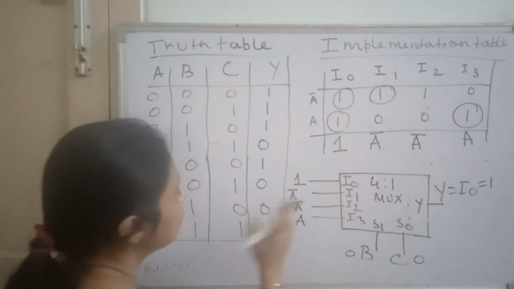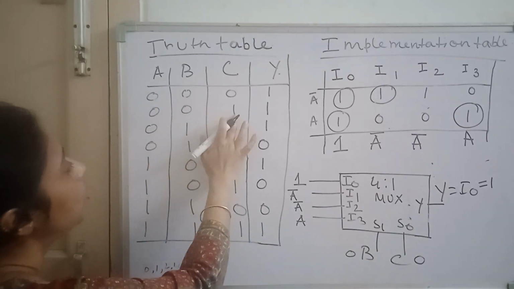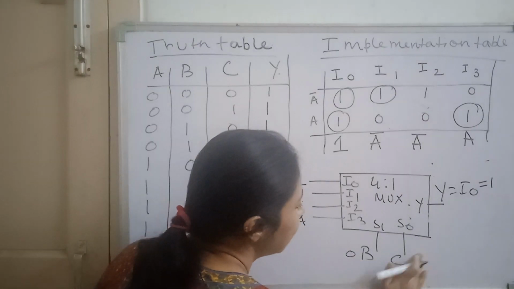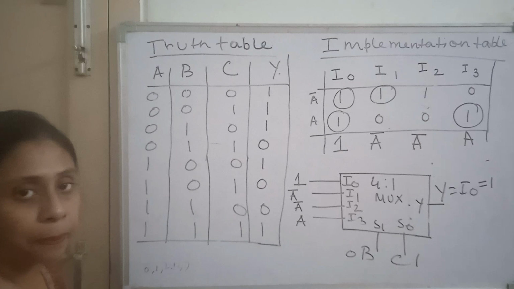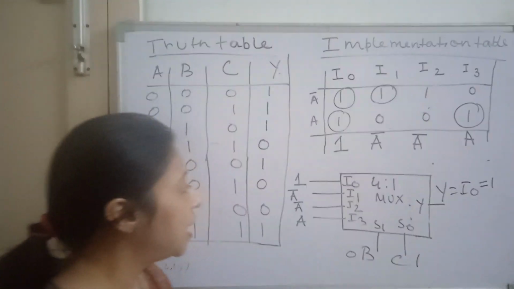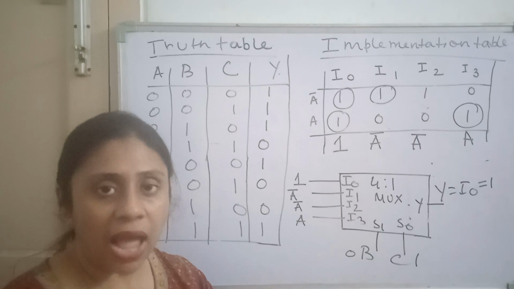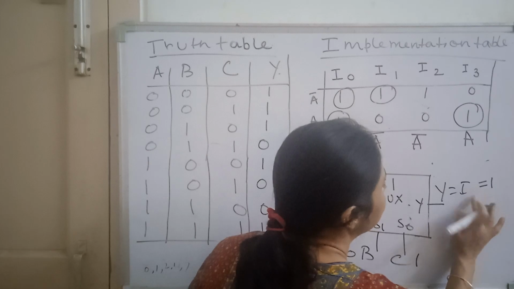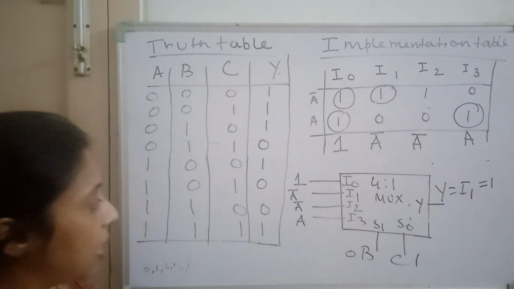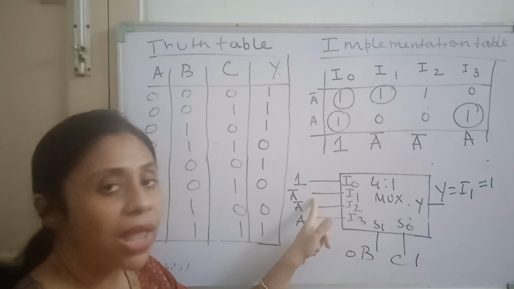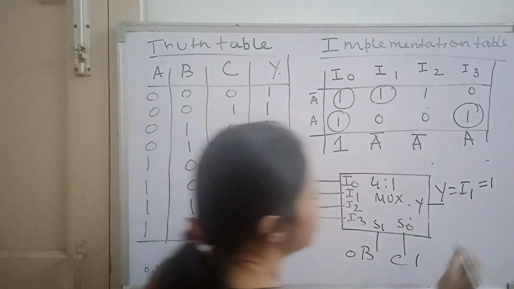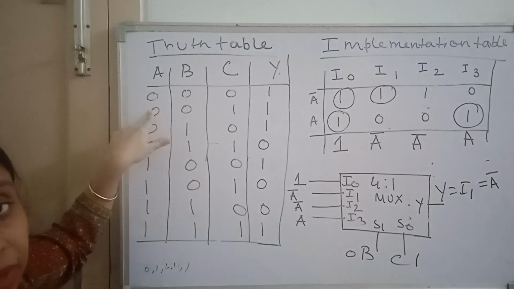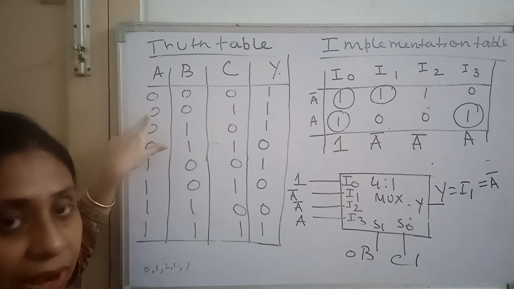Right? Now, check the second combination: 0, 0, 1. B, C are 0, 1. Right? So B is 0, C is 1. So for 0, 1 at the select lines, which input should be selected? I1. Right? So I1 is selected, so Y is equal to I1. Now, what is given at the I1 input line? A bar. So this is A bar. Now, what is A? A is 0. So what is A bar? A bar is 1.